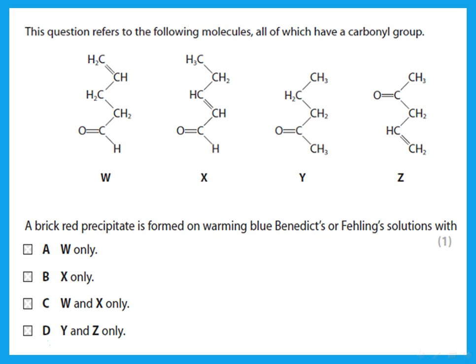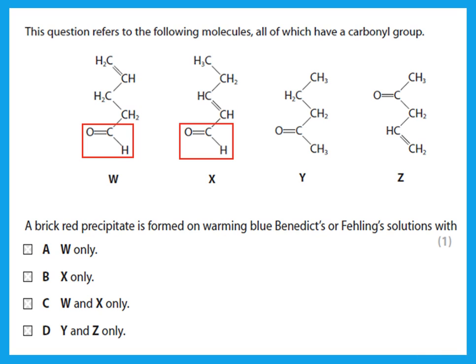This question refers to the following molecules, all of which have a carbonyl group. And he says a brick red precipitate is formed on warming blue Benedict's or Fehling's with what? Again, Benedict's or Fehling's will react with aldehydes. So he's basically asking which of these are aldehydes. Remember that these two are aldehydes, the others are actually ketones, so only W and X will react with Benedict's or Fehling's.